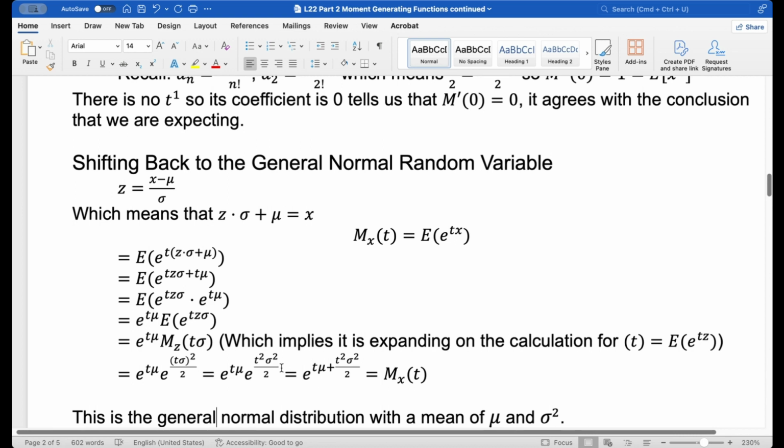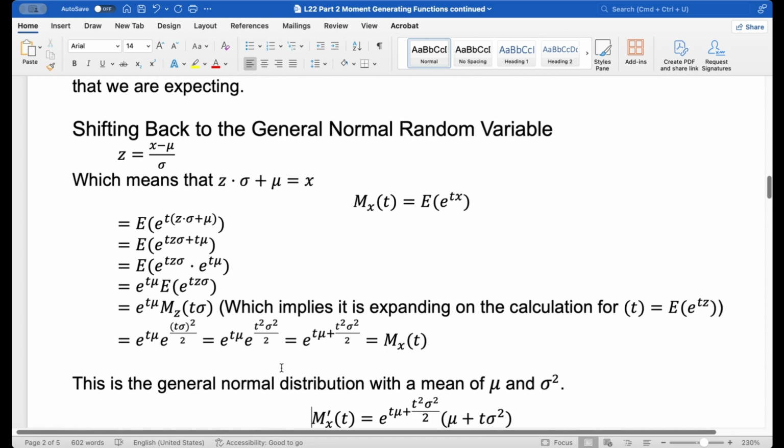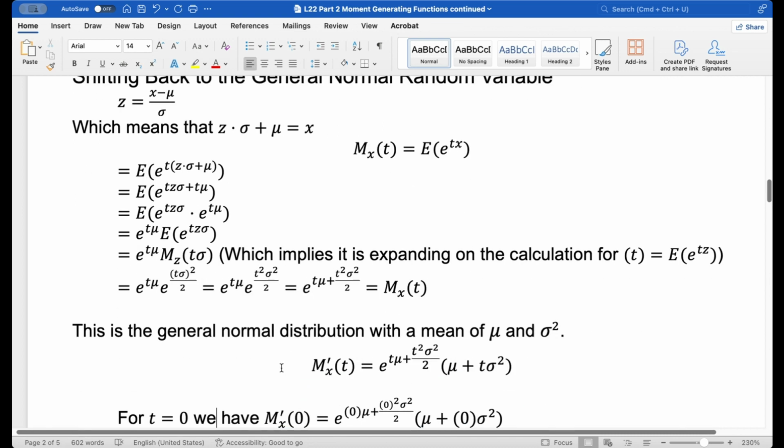That's going to be the moment generating function of t sigma, and we can just substitute that in, and we end up with e to the t mu times e to the t sigma squared over 2, which is t squared sigma squared over 2. So that's the moment generating function of a general random variable x with mean mu and variance sigma squared.